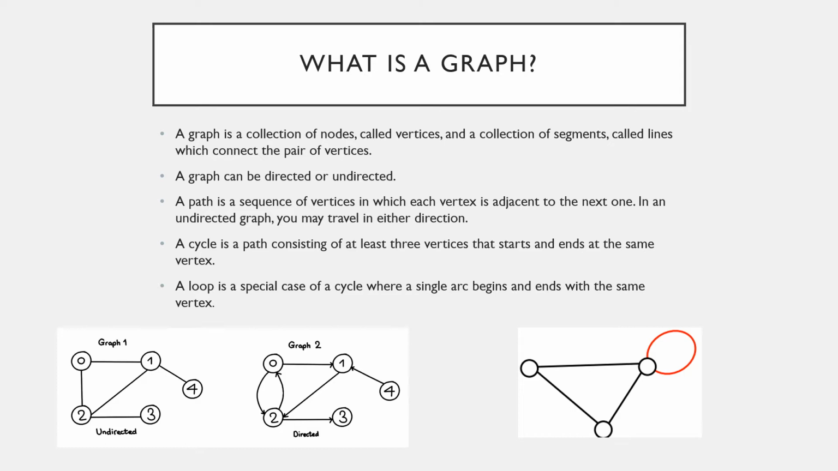A path is a sequence of vertices in which each vertex is adjacent to the next one. In an undirected graph, you may travel in either direction. A cycle is a path consisting of at least three vertices that starts and ends at the same vertex. A loop is a special case of a cycle where a single arc begins and ends with the same vertex.